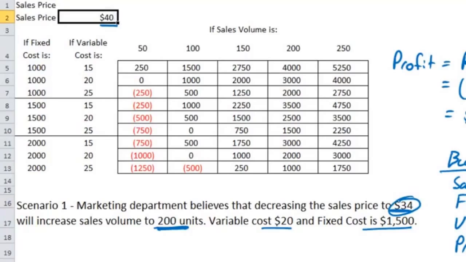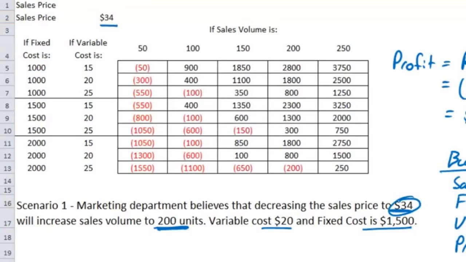Alright, this is our sales price, which is going to change to 34. So I'm going to change this to 34. And since these are all formulas here, I'll recalculate the matrix. At $34, if you sell 200 units, we are going to be looking at this column where we see the 200 unit column. Our variable cost will be 20 and our fixed cost will be 1500. So that's the column over here, fixed cost of 1500, variable cost of 20, and we find this in the matrix. We can see that our profit will be 1300.